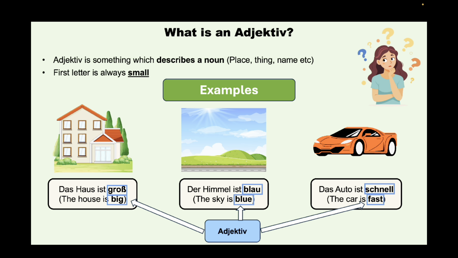One thing to remember over here, that in German, whenever we write the adjective, the first letter is always small. As you see over here with groß, the G is small, with blau, the B is small, and with schnell, the S at the start is also small.